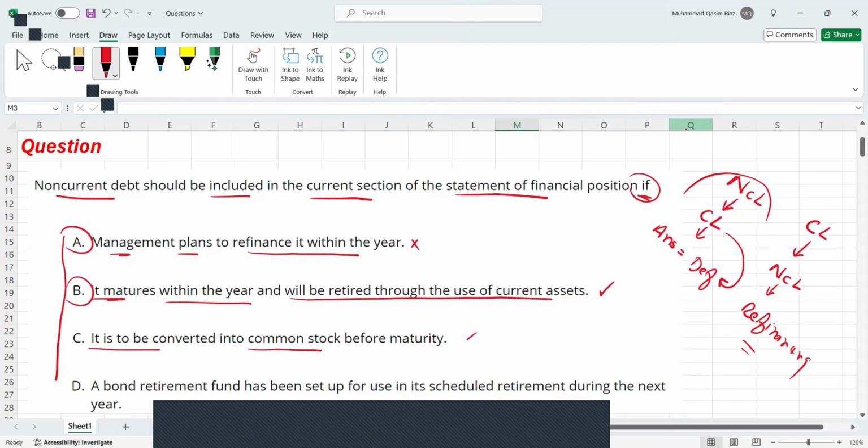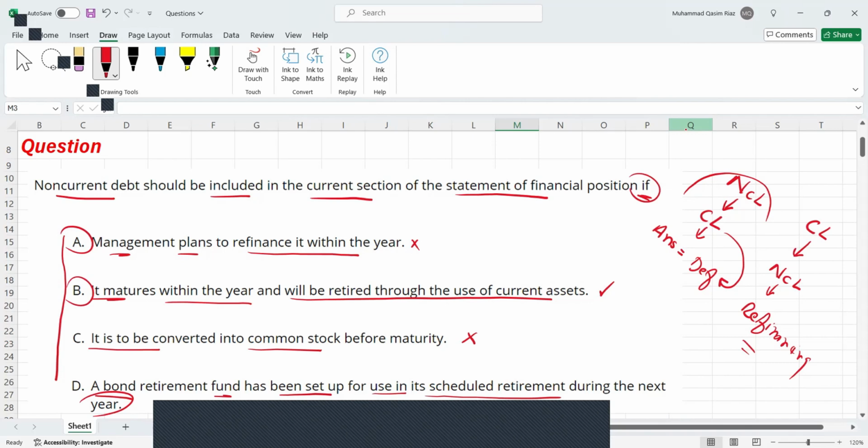Now option C, it is to be converted into common stock. No, it is not the option. Then we have option D, a bond retirement fund has been set up for its scheduled retirement during the next year. Actually guys, this is the definition of sinking fund.